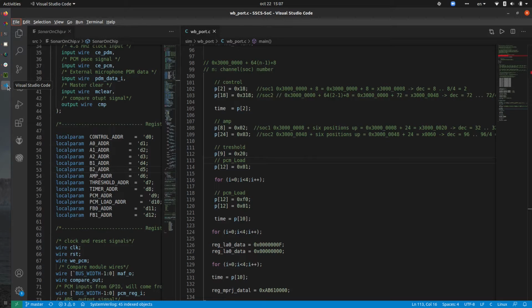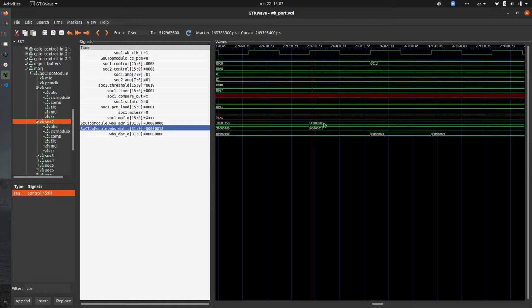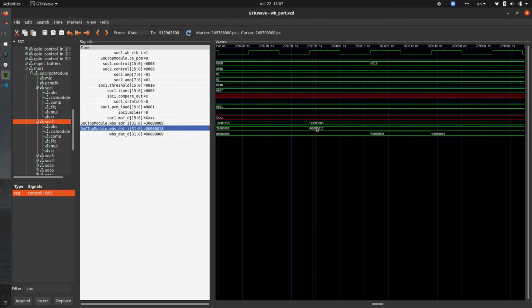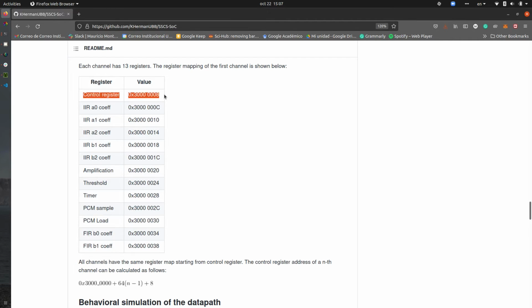Now, on GTKWave, if we observe the address and data lines of the Wishbone interface, we will see that the addresses being written correspond to the addresses of the table of registers. For example, let's observe that when a value 18 is sent on the data line to the address 08, if we look at the firmware, again we will see that this value 18 corresponds to the data that we entered in the firmware, and that the address 08 corresponds to the table of registers, in this case to the control register.